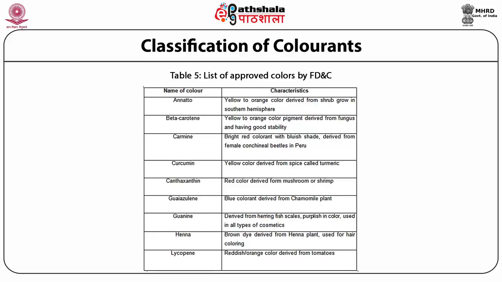Guanine, which is derived from herring fish scales and is purplish in color, is widely used in all types of cosmetics. Henna, which is a brown dye derived from the henna plant and is mainly used as a component for hair coloring. Lycopene, it is a reddish orange color derived from tomatoes.